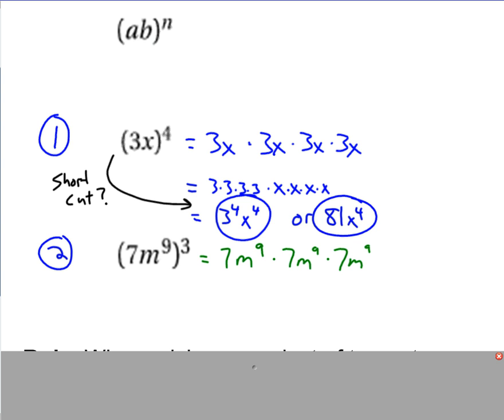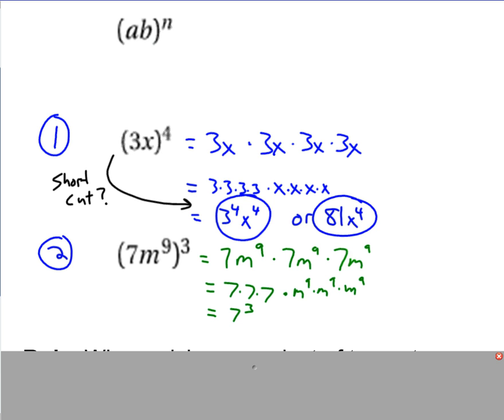So if we want to rewrite it so we have the common numbers together, we have 7 times 7 times 7. And then we have all the variables together: m to the 9th times m to the 9th times m to the 9th. And we know 7 times 7 times 7 is just written as 7 to the 3rd power. And we can figure out that it is 49 times 7. I think it's like 243 or something along those lines. But we'll leave it out of that for now.